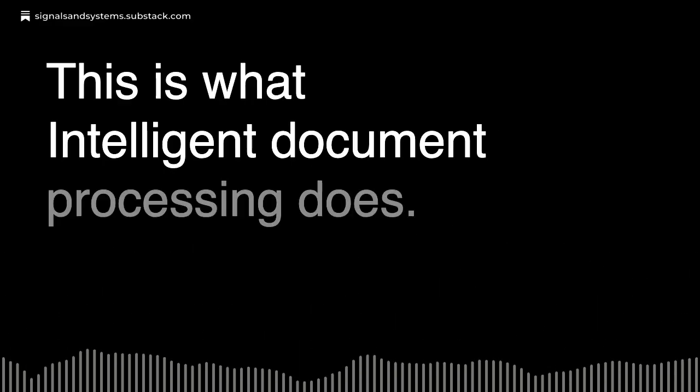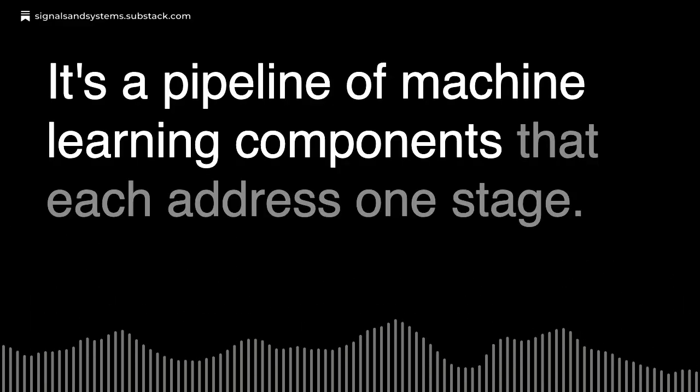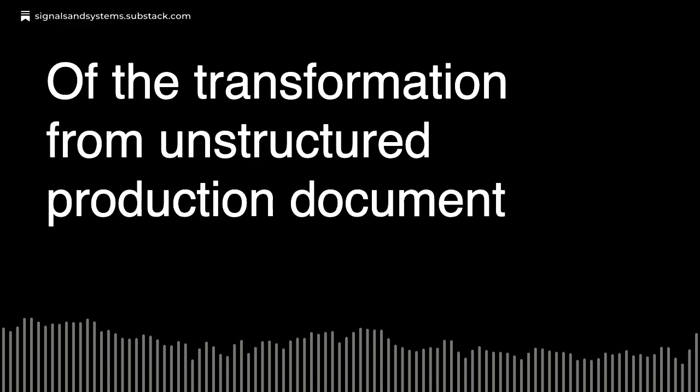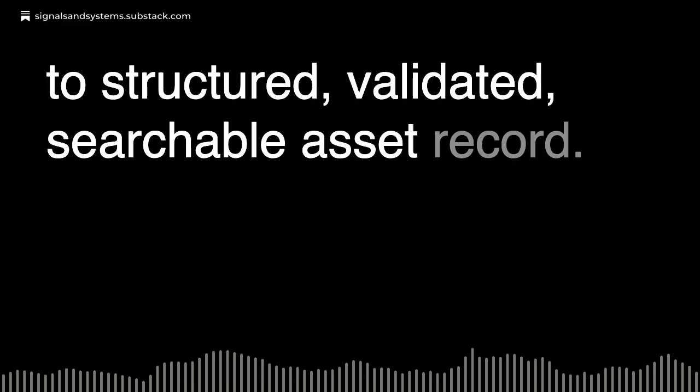This is what intelligent document processing does. It's not a single model. It's a pipeline of machine learning components that each address one stage of the transformation from unstructured production document to structured, validated, searchable asset record.